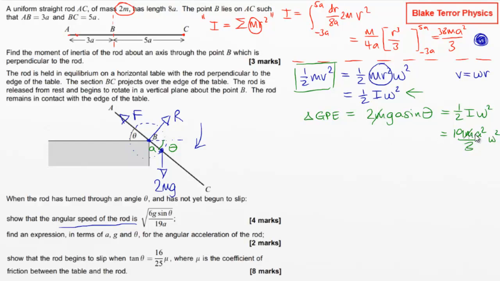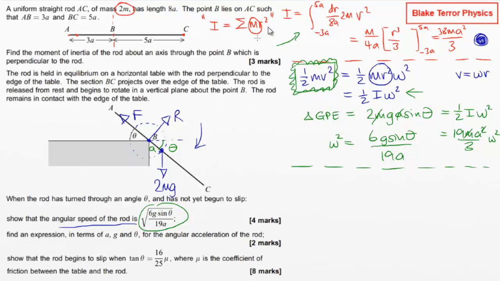So we can cancel the m's, we can cancel one of the a's on either side, and now we've got the omega squared is equal to 6g sine theta over 19a, which is what they wanted us to show here. They just square rooted it. So that's all good. So you can see the advantage of doing that. If we hadn't known anything about moment of inertia, we would have pushed ourselves into doing this integral without having really thought things through, because that's what we'd end up having to do in order to add up all of the little bits of linear kinetic energy that were going on. So that's all looking fine and dandy.